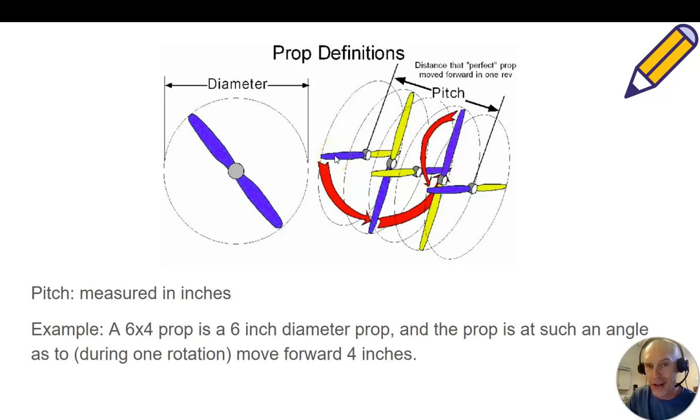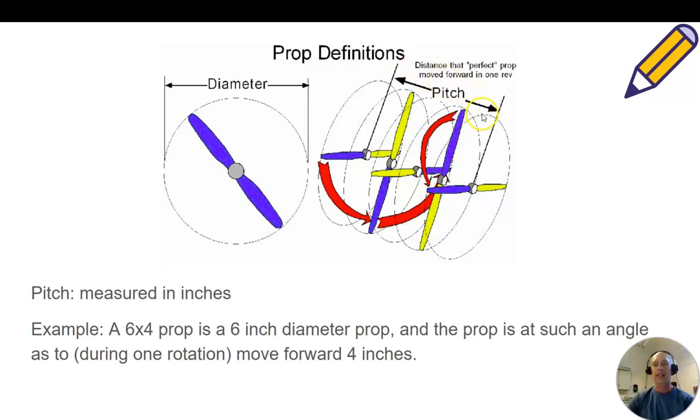Good luck drawing this one. How do I do it? You might want to just draw it from a side perspective where you can show a propeller and then just write one rotation forward, and that's the pitch. So pitch is measured in inches. It's how far forward, again, it goes in one perfect revolution.